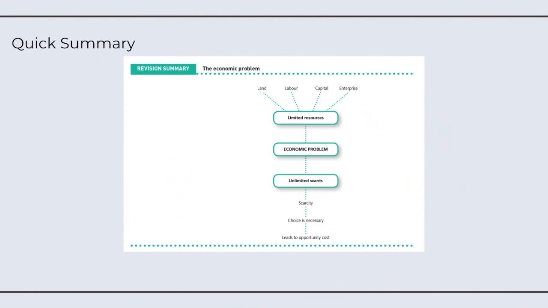Then we have the quick summary. I think there wasn't much content, but I went pretty fast there. Basically, we have limited resources, land, labor, capital, enterprise, which creates the economic problem, as well as unlimited wants, scarcity. Choice is necessary, so it leads to the need of opportunity cost.